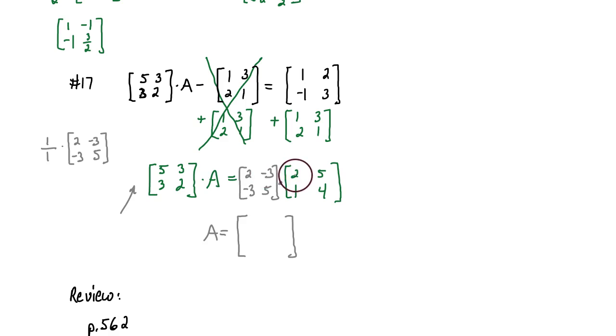2 times 2 is 4, plus negative 3 times 1. This makes 1. 2 times 5 is 10, plus negative 3 times 4, which is negative 12. 10 and negative 12 is negative 2. Now the bottom row. Negative 3 times 2 is negative 6, plus 5 times 1, which is 5. So that makes negative 1. Negative 3 times 5 is negative 15, plus 5 times 4, which is 20. Negative 15 and 20 makes 5. Here's matrix A.